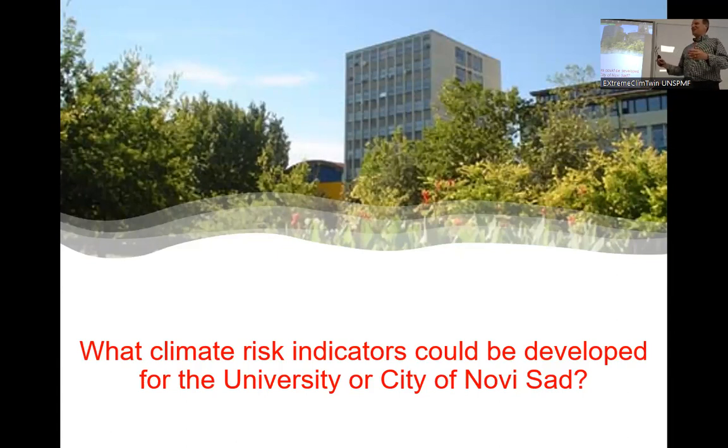So let's just spend a couple of minutes, again, thinking amongst yourselves, discussing what type of indicator you might propose for the University of Novi Sad or the city of Novi Sad, or for those that are joining us remotely, think of that for your own university or your own home city. What would be the indicators that you could measure relatively easily to track climate risk through time? Does that make sense?